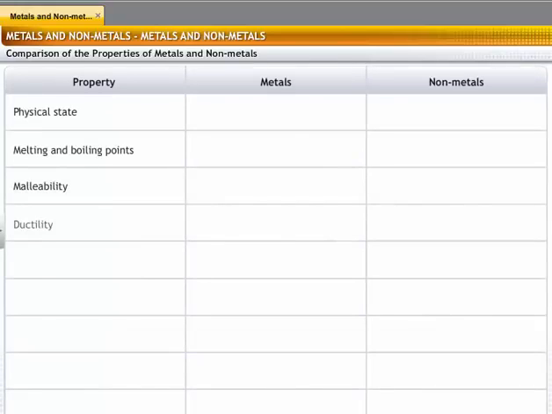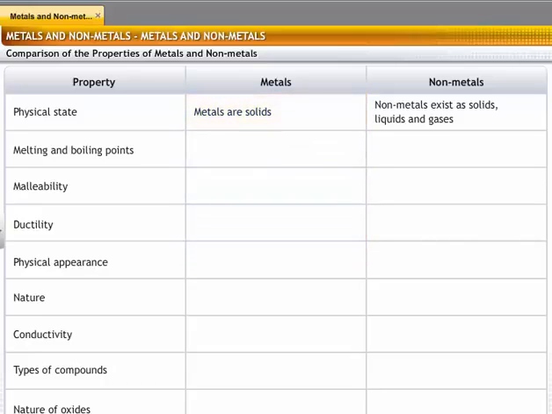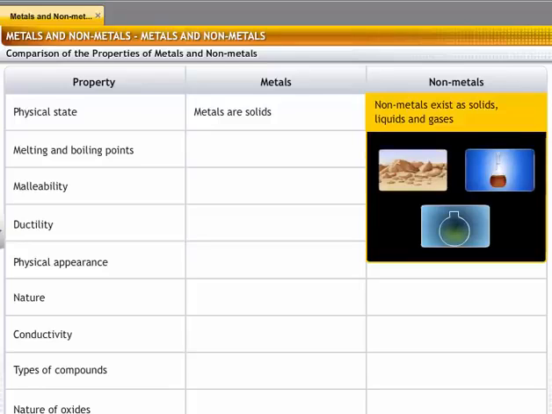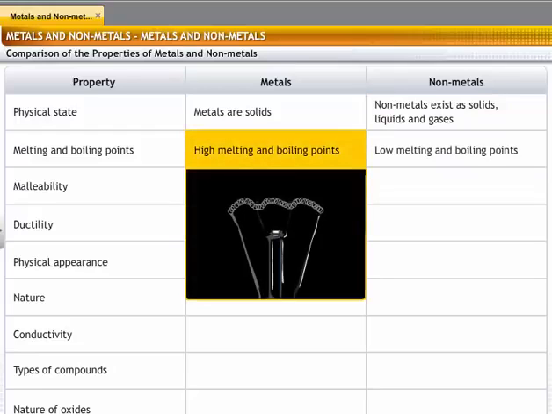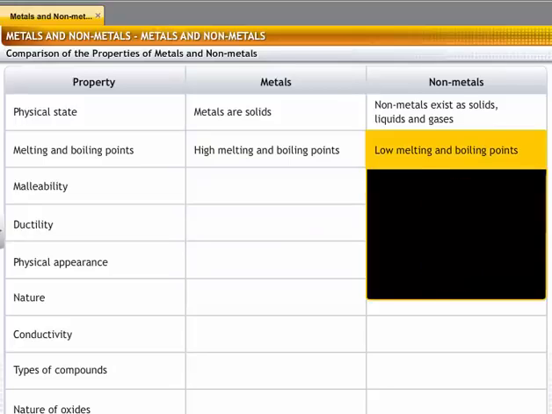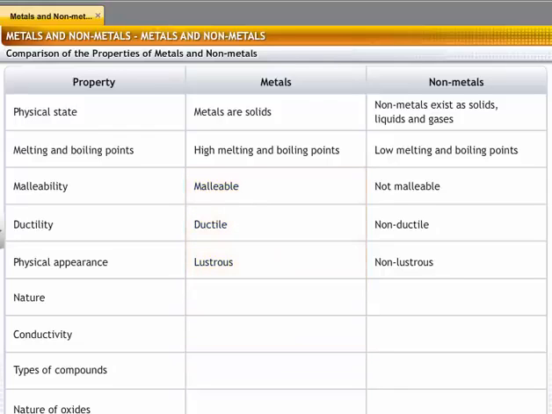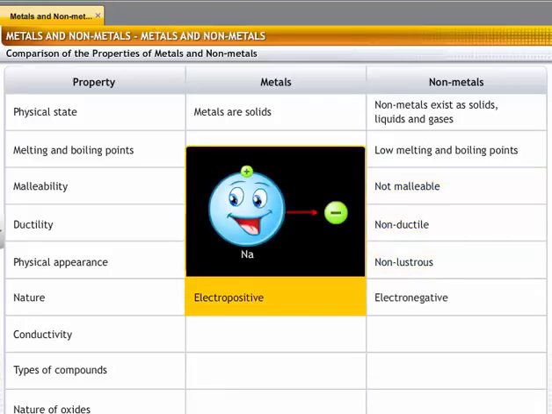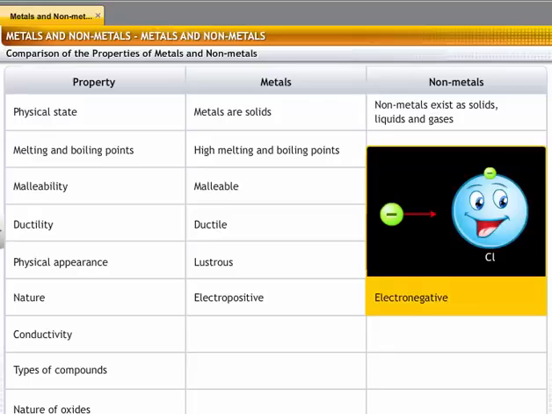Metals and non-metals exhibit a number of differences in their properties. Some of these important differences are: metals are generally solids, but non-metals may exist in solid, liquid, or gaseous states. Metals have very high melting and boiling points, unlike non-metals. Most metals are malleable, ductile, and lustrous, while non-metals are not. Metals are electropositive, that is, they tend to lose electrons, while non-metals are electronegative because of their tendency to accept electrons.